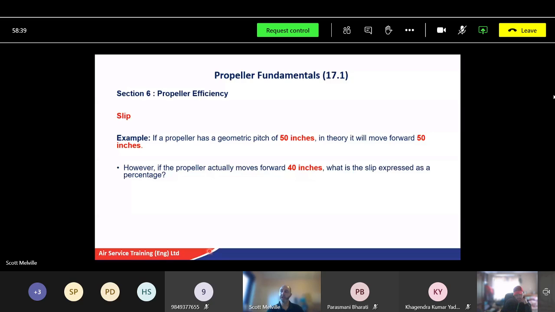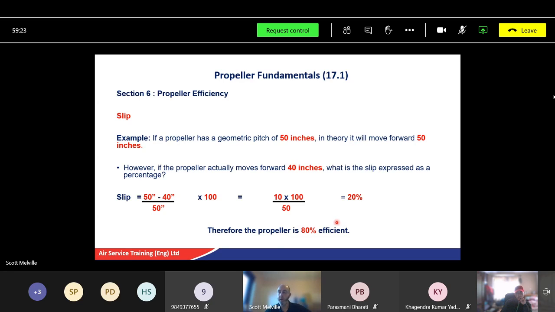So, if the propeller actually moves forward 40 inches, what is the slip expressed as a percentage? In theory it should move 50 inches. It's come forward 50 inches from one revolution as it corkscrews through the air, but it's only gone 40 inches. So what's that as a percentage? Now you could do just basic maths as well, or we can do it like this. You've got your theoretical number, which is the 50 inches, but it's only moved 40. So it's simply 50 minus 40, multiply that by 100, then divide by 50. Or you can do 40 divided by 50, and that will also give you 20%. That means we've lost 20%, okay?